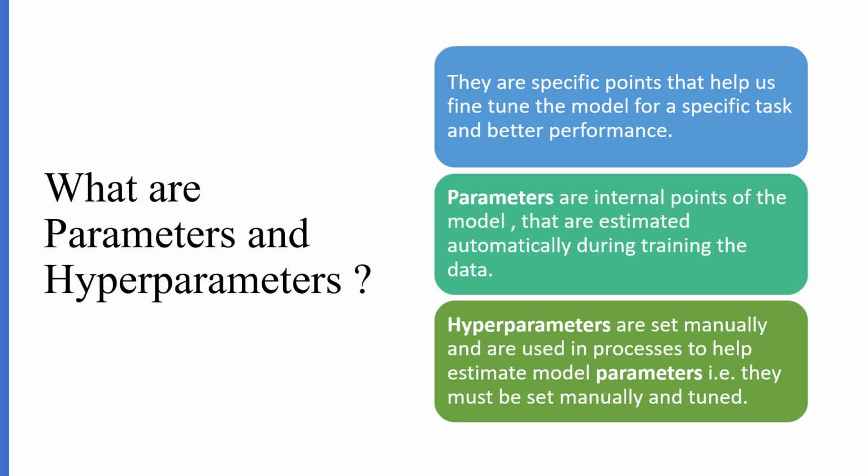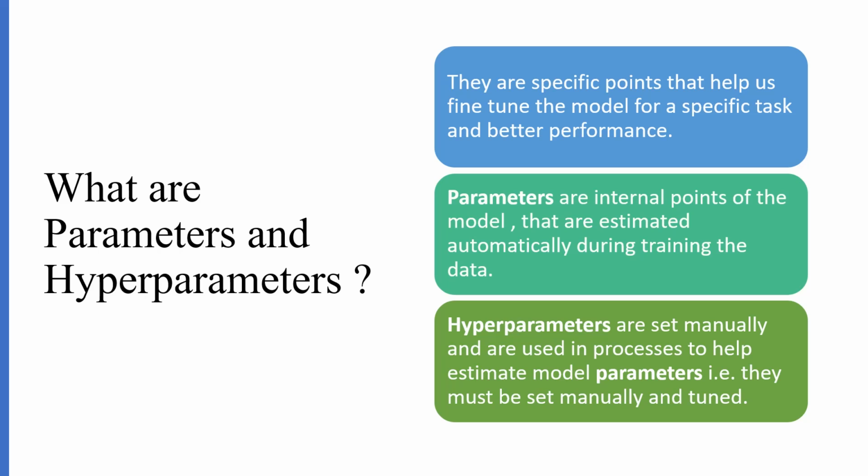Now you might have heard these two words, parameters and hyperparameters, whenever you're studying or doing something related to machine learning. Let's know more about that. They actually are specific points that help us fine-tune the model for a specific task and better performance. It's just like making some changes on your bike, for example, to get overall better performance and mileage, you want it to go faster, kind of that way.